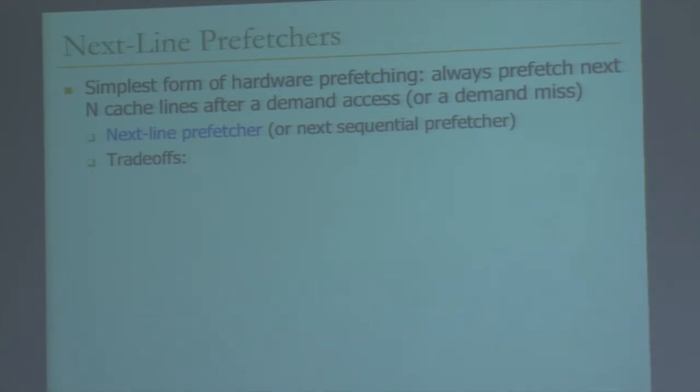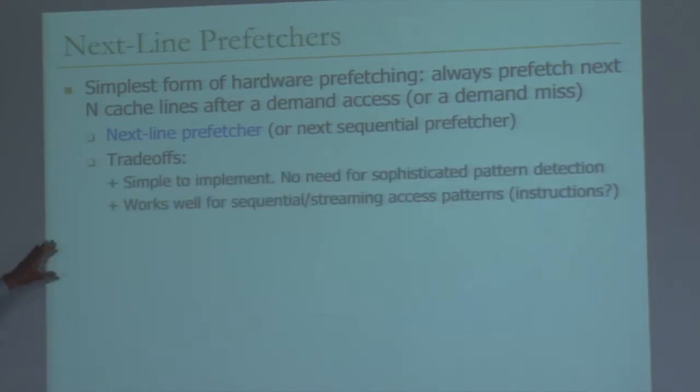The simplest one is next line prefetcher, or next block prefetcher. In this case, the idea is to always prefetch next N cache lines after a demand access, or a demand miss. So if you get a cache miss, let's prefetch the next N cache lines as well. This is called the next line prefetcher, or next sequential prefetcher. This is simple to implement, obviously. No need for sophisticated pattern detection. It works well for sequential or streaming access patterns. Instructions is a good example of this, right? Actually, many instruction prefetchers used to be next line prefetchers.